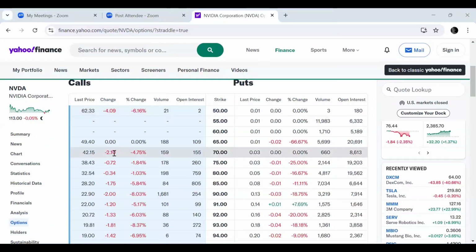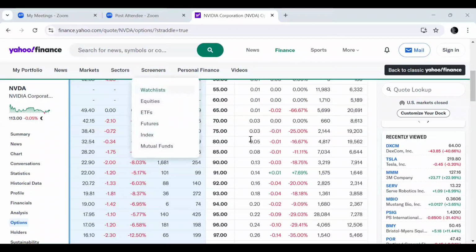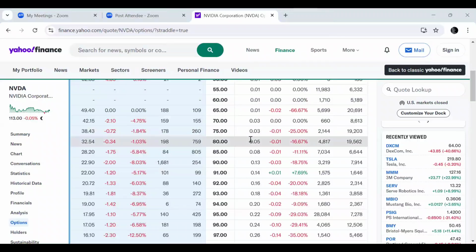This data, which you are seeing now on screen, is the option chain. This data is available in many brokerage apps like Webull. Or simply you can search on Google for the option chain of the particular stock. Like here in my case, if I search NVIDIA option chain, you can get it.